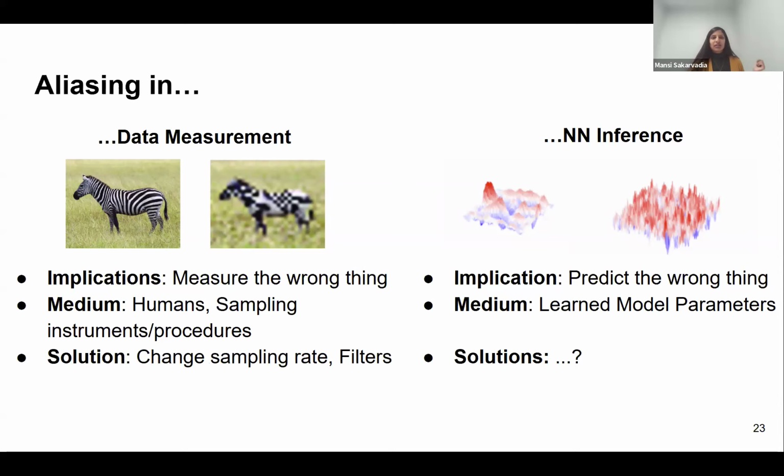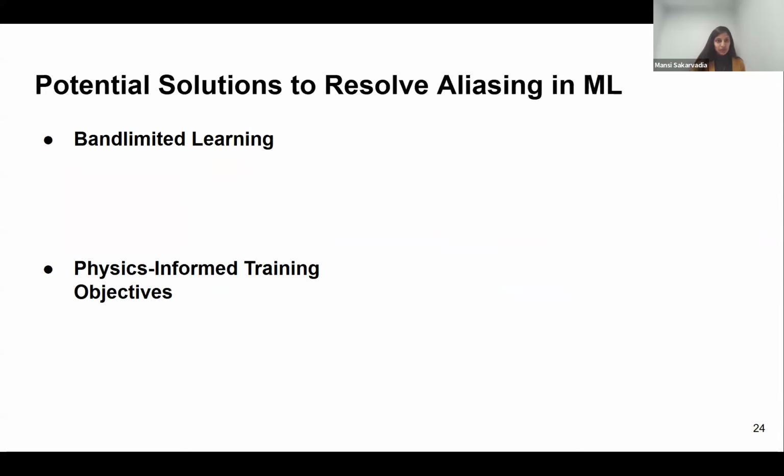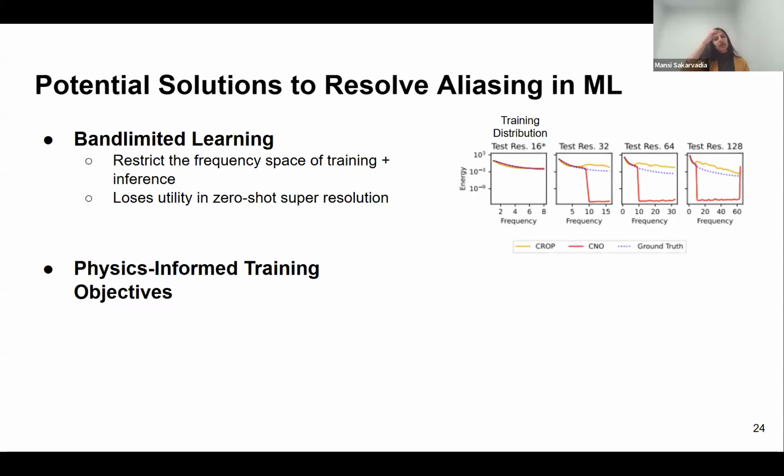And so we know in the data measurement setting, if we're suspecting an aliasing issue, there are some simple solutions like changing your sampling rate, or if you can't afford to do that, employing low-pass filters. But in neural network inference, the solutions are less well studied. So what options do we have available to us to address this aliasing problem? On this slide, I want to highlight two potential solutions we investigated to resolve aliasing in the zero-shot super resolution pipeline. The first one is band-limited learning.